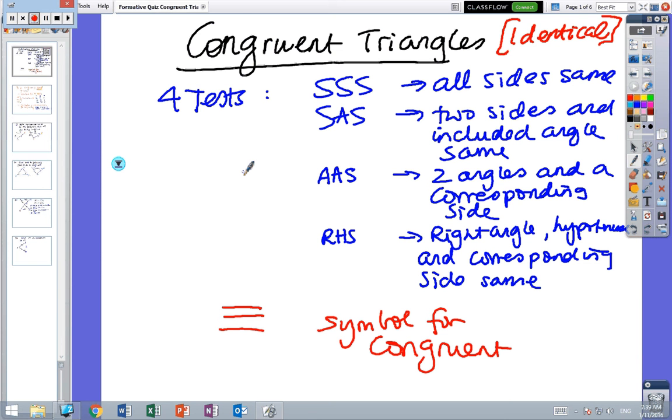The other thing I want to remind you is three horizontal lines, like an equal sign with another line. That's the symbol for congruency. So if you need to, copy that down.